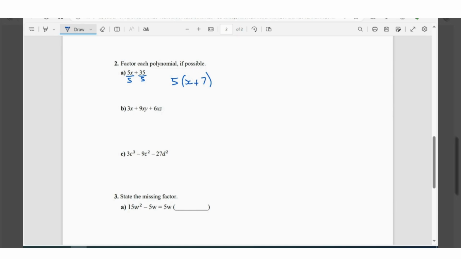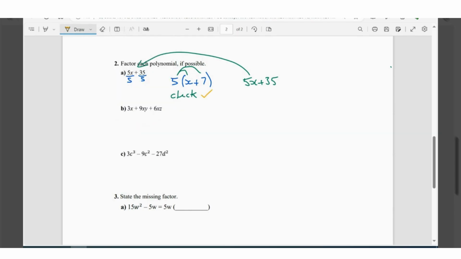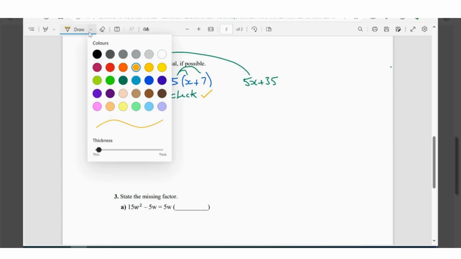And this maybe looks like what we've been used to. We can check our answer if you want by distributing it back in and seeing, did we do this correctly? 5 times x is 5x, and 5 times 7 is 35. And you can see, oh, indeed, we did do this correctly. We got where we started from. So we can check our answer and say, oh, yes, we did this correctly. So there you go.